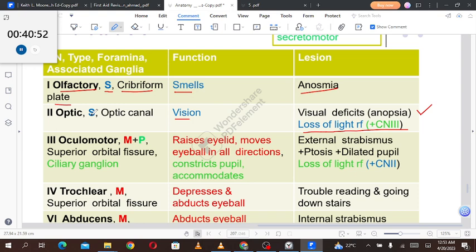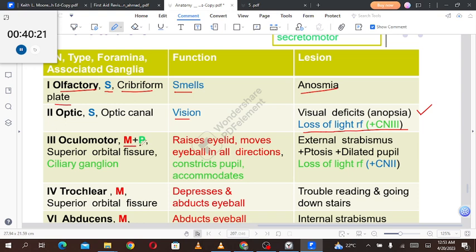The light reflex is the one in which you shine light in an eye, and the pupils of both eyes will constrict. So that is basically the light reflex. If there is a lesion to the optic nerve, first there will be visual defects, that is anopsia, and secondly there will be a loss of light reflex along with CN3. Even if the motor component, CN3, is intact, since the sensory is not functioning properly, the pupil will not react to the light.